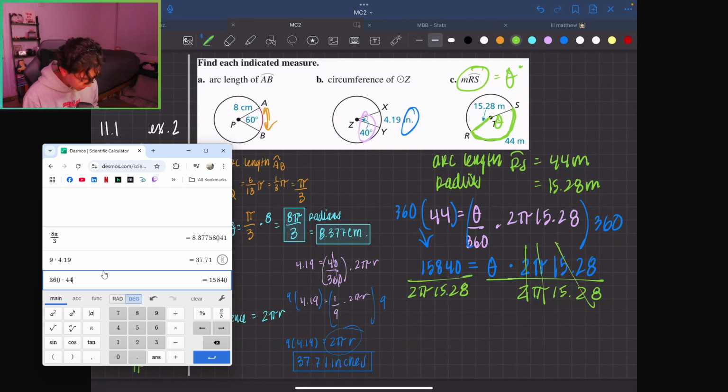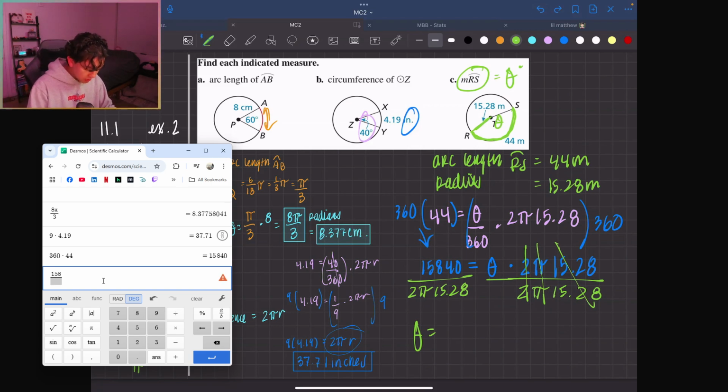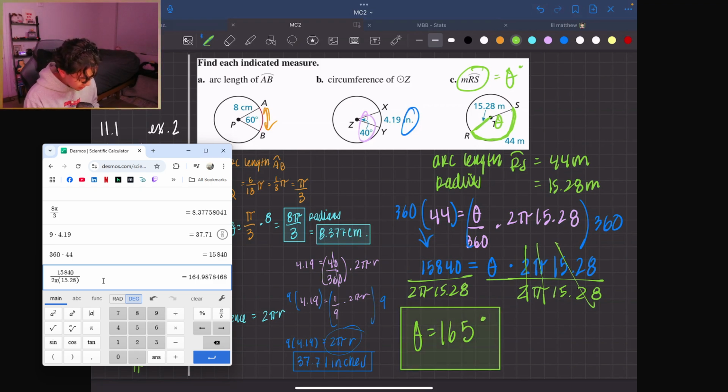So what are we left with? We're left with theta is going to equal whatever this is. 15,840. What on earth? That's such a big number. 15,840 divided by 2 times pi times 15.28. And that is going to give us our measure of our arc here. That's wild. So it's going to approximate to 164.98 degrees, but let's just round to the nearest whole degree. I'm going to say 165 degrees over here. That is the measure of arc RS. Holy cannoli. Okay, that's it.